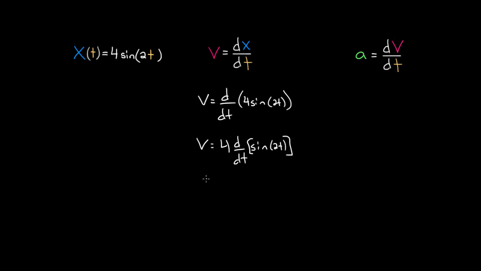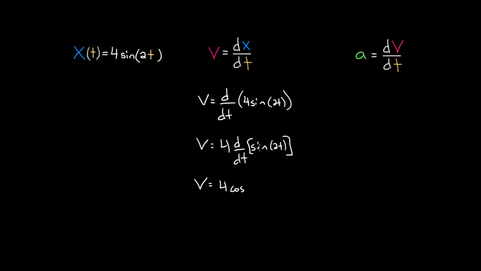So I take the derivative of this sine, and the derivative of sine, if you've never seen the derivative of sine, it turns out that it's cosine. So that's proven in the calculus videos on derivatives. So if you've seen that, you know that the derivative of sine is just cosine, so I'm going to get 4 times cosine, but I've got a problem.